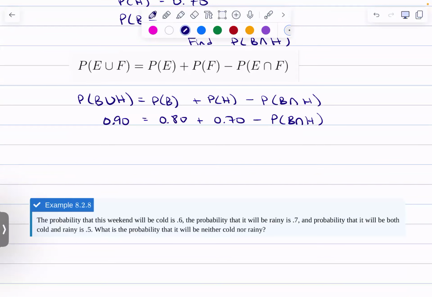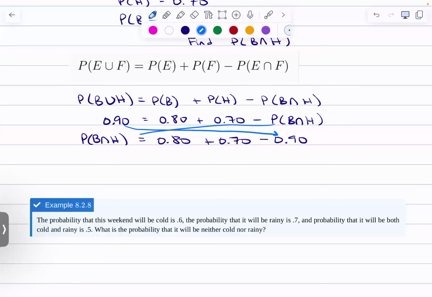I'm going to rearrange. Now, I don't like dealing with negatives, and so I'm going to add the probability of B and H to the left-hand side, and in the same maneuver, I'm going to subtract 0.9 from the right-hand side. And so I get the probability of B and H is 0.80 plus 0.70 minus 0.90. All right, this guy went over here and this guy went over here.